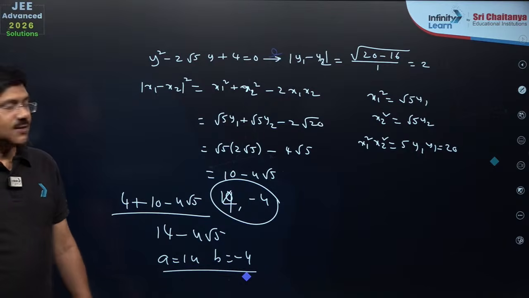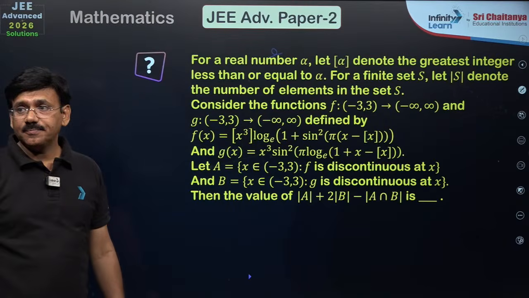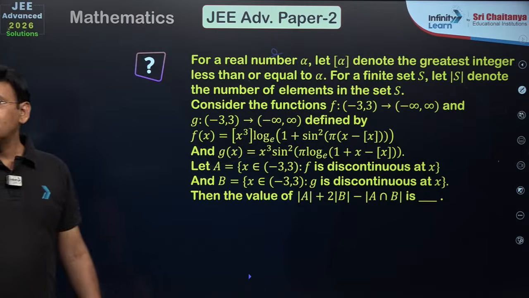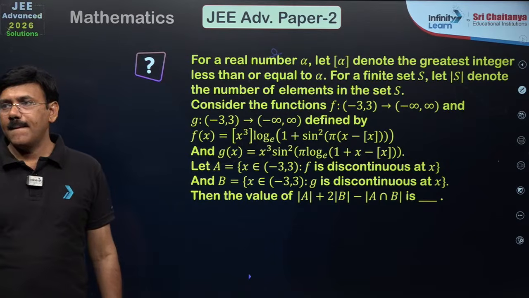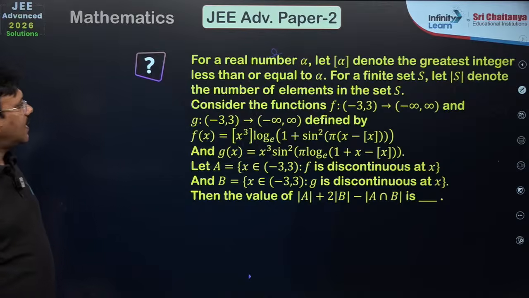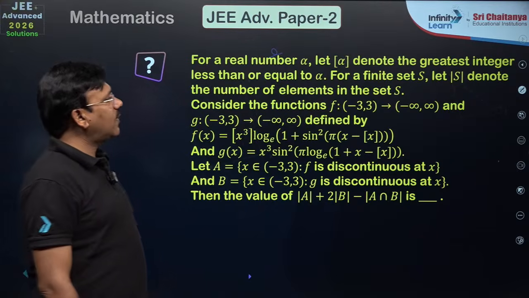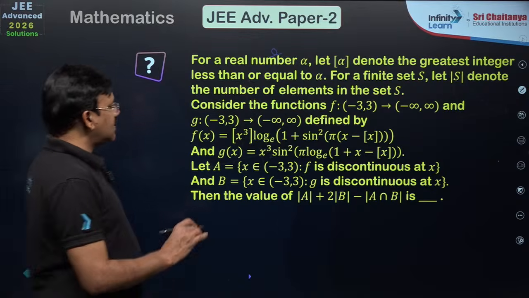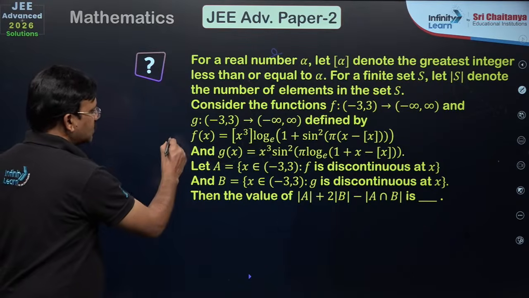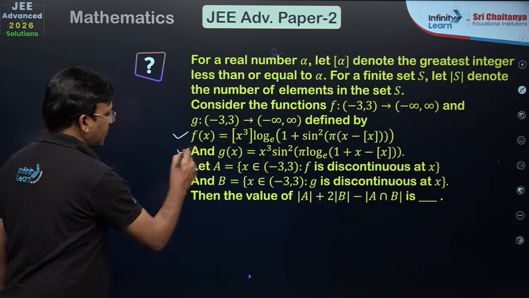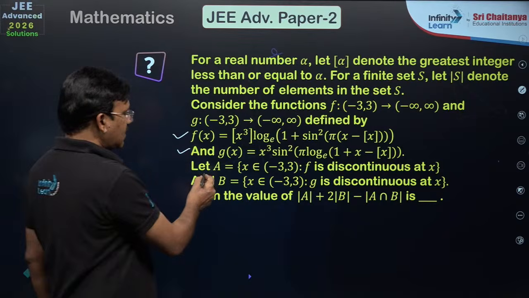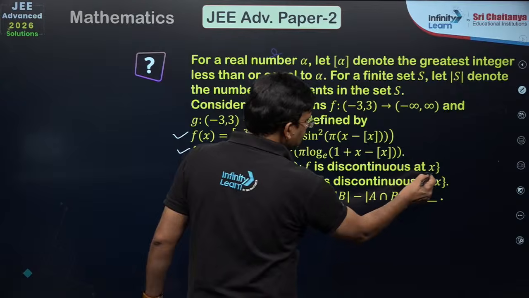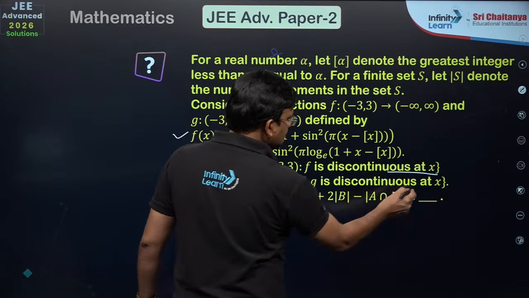Okay, right? The next, dear students, this question: for a real number alpha, let step alpha denote the greatest integer less than or equal to alpha, fine. So in this interval, there are two functions given, f of x and g of x. Now, he is taking A as the set of all points where f is discontinuous at x, and g is discontinuous at x.